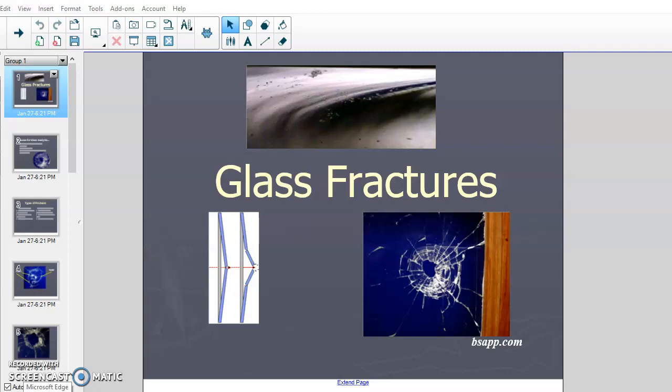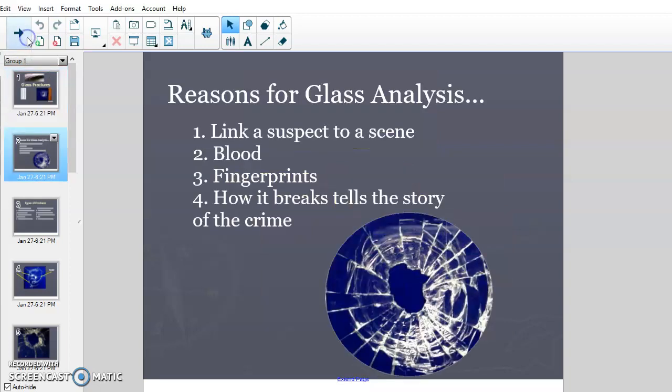Hi, today we're going to talk about glass fractures. This is our fifth property of glass that we can use to compare different glass samples. And because this has a lot of information to it, we kind of separate it from the other properties of glass like color and thickness and density and refractive index. So let's take a look at glass fractures.